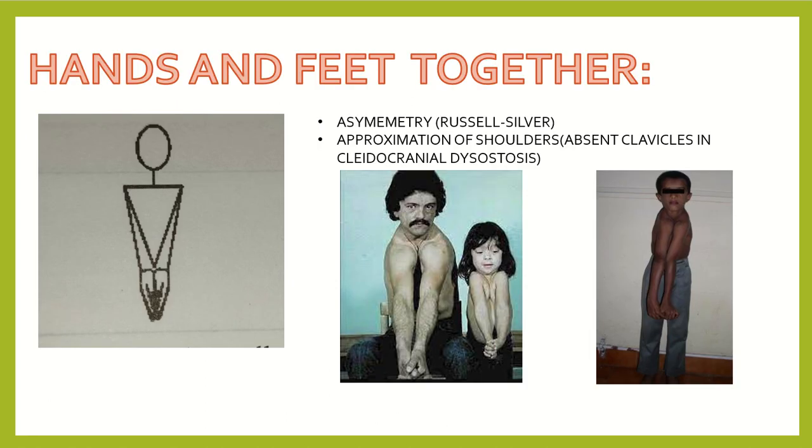Now, the first maneuver is hands and feet together. You have to make the child bring his hands and feet together. If there is any asymmetry, that will be seen in Russell Silver. And there may be approximation of the shoulders and absent clavicles in cleidocranial dysostosis, which is basically a genetic disorder.